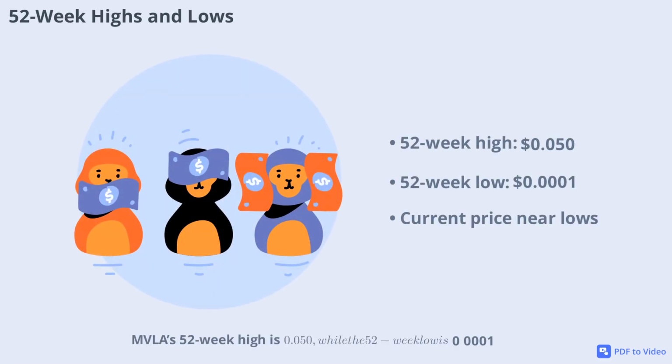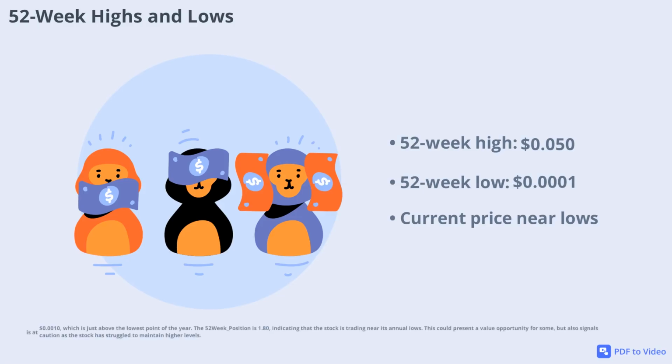MVLA's 52-week high is 0.05, while the 52-week low is 0.0001. The current price is at 0.001, which is just above the lowest point of the year. The 52-week position is 1.8, indicating that the stock is trading near its annual lows. This could present a value opportunity for some, but also signals caution as the stock has struggled to maintain higher levels.